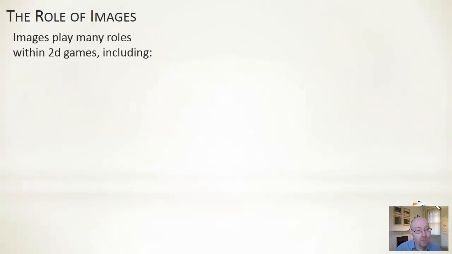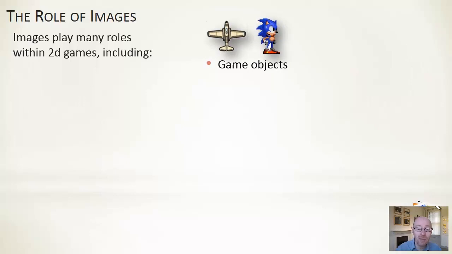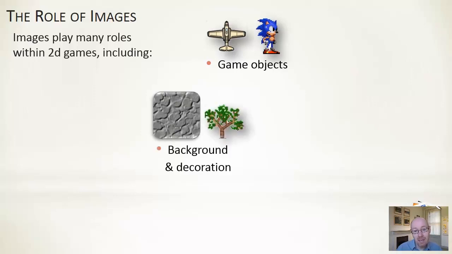So some of the roles include obviously the game objects that we have within the game. Depending on the game, you'll have a number of key entities or key objects. You'll want to render those probably using some form of bitmap graphic. The decorative aspects or any of the background components, again, those too are likely to be images that help convey whatever scene it is you are trying to create.